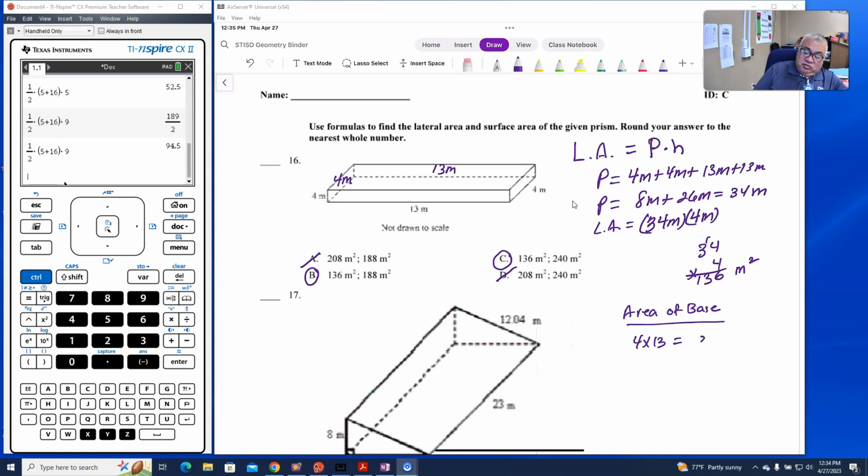So 4 times 3 is 12. So it's 52 meters squared. Now there's 2 of them, top and bottom, so you get 104 meters squared. So you want the total area, so it's 104 plus 136, the lateral area. So 4 plus 6 is 10, 4, so it's 240. So your answer is C.